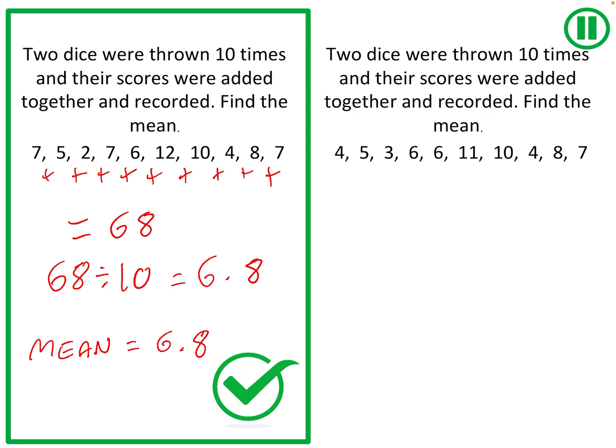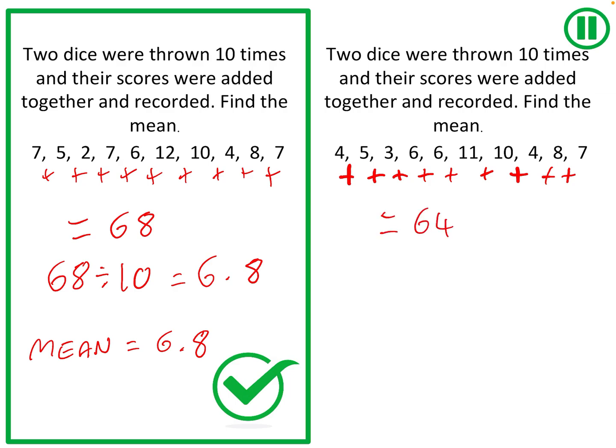Okay, let's have a go at this one. So the first thing we're going to do is, just like before, we're going to add all of our bits of data together, just like so. So let's go through it. So we're doing 4 plus 5 plus 3 plus 6 plus 6 plus 11 plus 10 plus 4 plus 8 plus 7, and that equals 64.